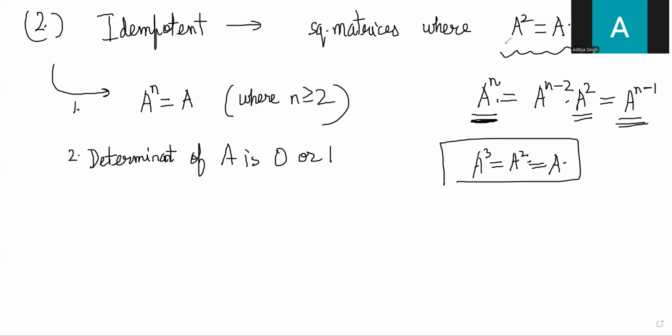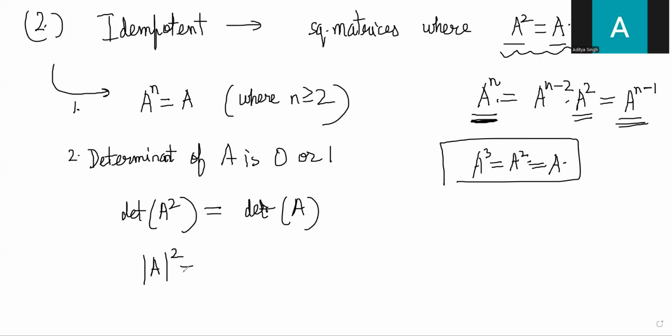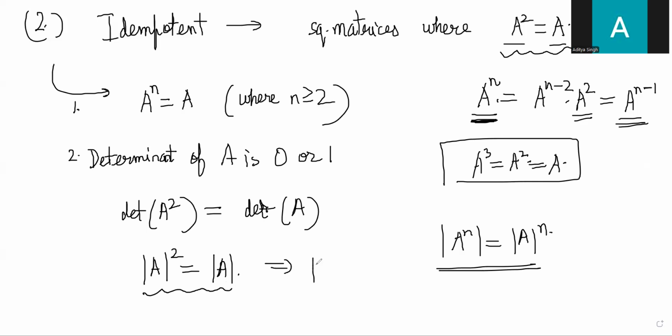The reason is you can take det on both sides here. So det of a square is equal to det of a. Because the property of det is that det of a power n is the same as det of a power n, right? Yes. So basically from here we can deduce that det of a can be 0 or 1. Correct? Yes, sir. So that is your idempotent matrix.